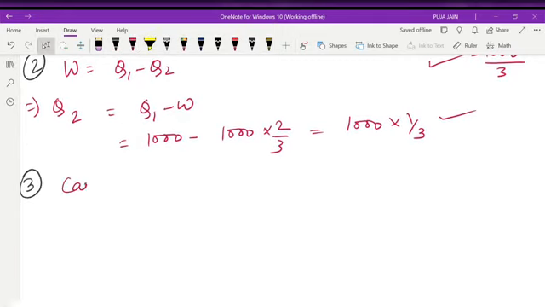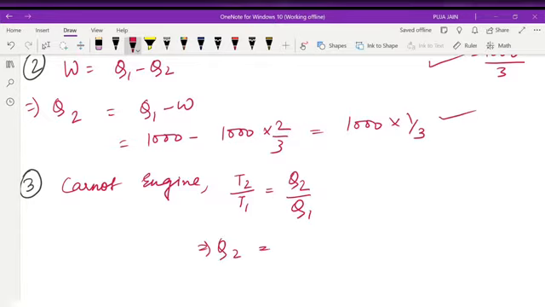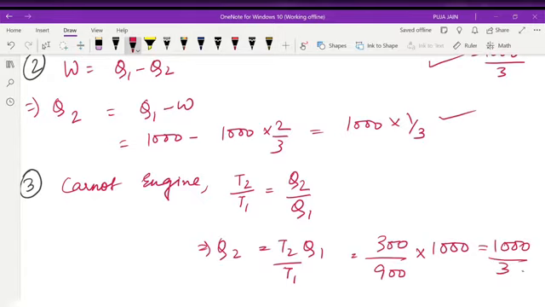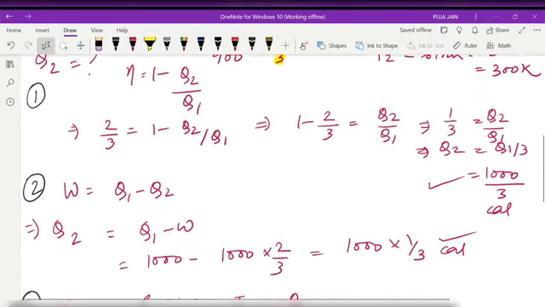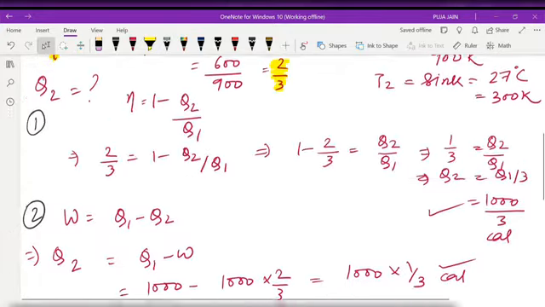For a Carnot engine, especially, we know T2 by T1 equals Q2 by Q1. So Q2 is equal to T2 Q1 by T1. T2 is given as, I think, 300, so it is 300 by 900 into Q1, which is 1000. So we get 1000 by 3 calorie. All these are in calorie. So in three ways we calculated Q2. In this way we have done this sum.